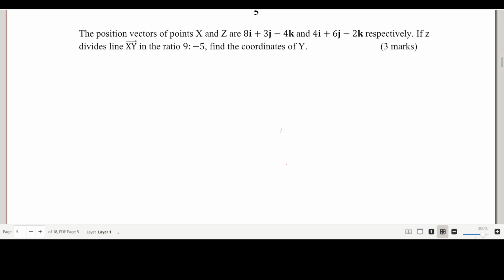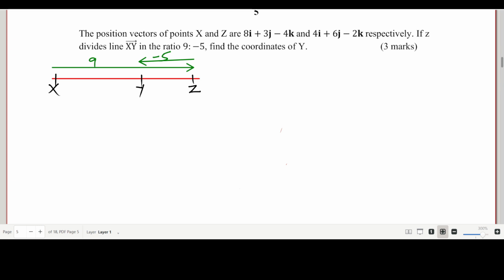So let me begin by drawing a sketch of this point so that you can see the external division. So we'll put point X, assuming that point X is there, and then point Y there, then Z dividing XY externally will be located, let's say, somewhere there. Then the ratio 9:5, this is how we put the ratio. So from X all the way to Z, that will be 9. Then from Z to Y, that will be -5. That is how we go about the external division.